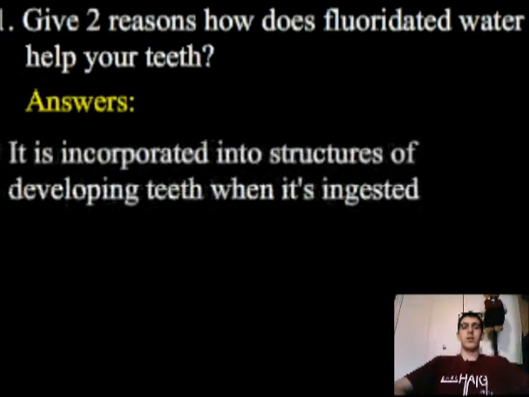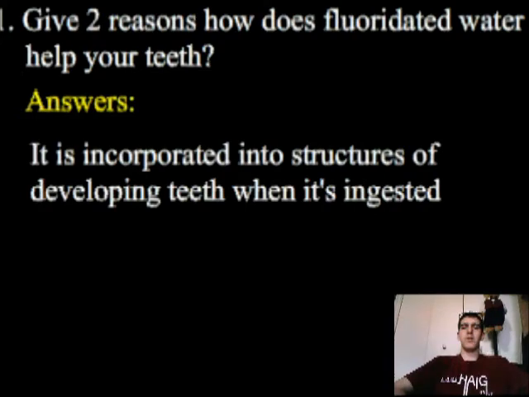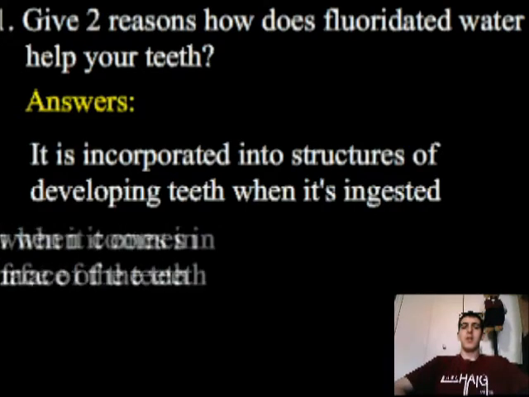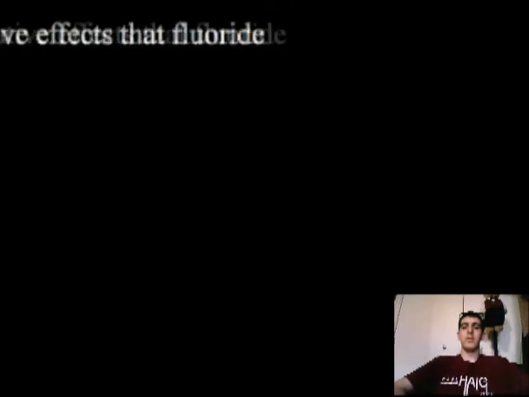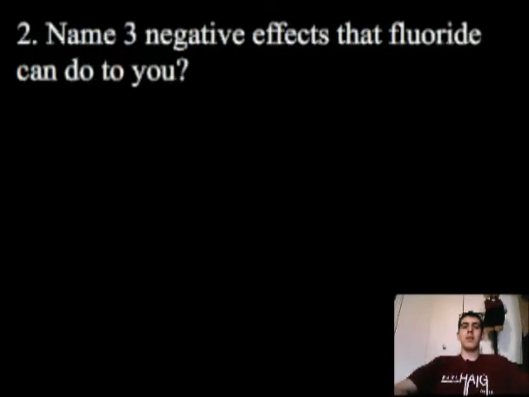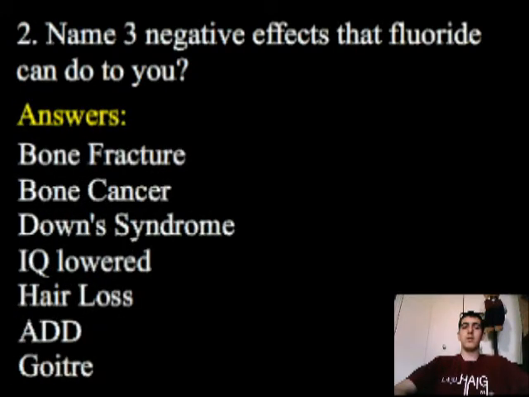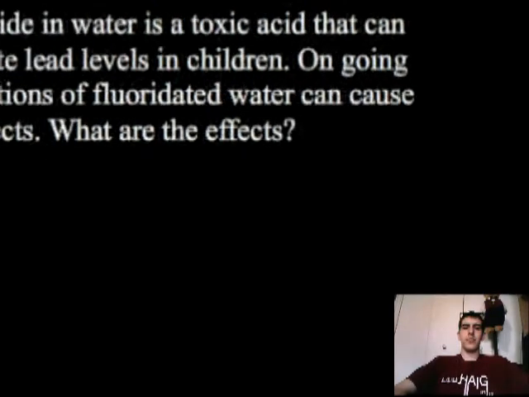Answers. It is incorporated into structures of developing teeth when it's ingested. It also protects teeth when it comes in contact with the surface of the teeth. Number 2. Name 3 negative effects that fluoride can do to you. Answer. Bone fractures, bone cancer, Down syndrome, lowered IQ, hair loss, ADD, and goiter.